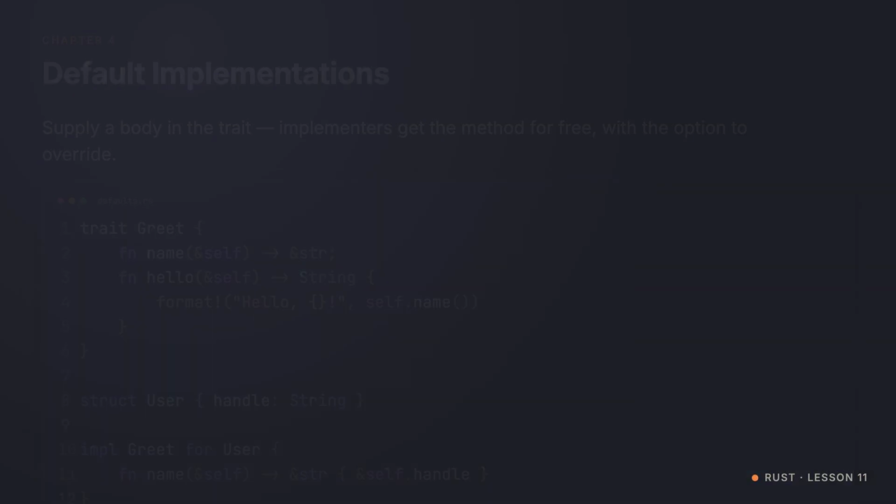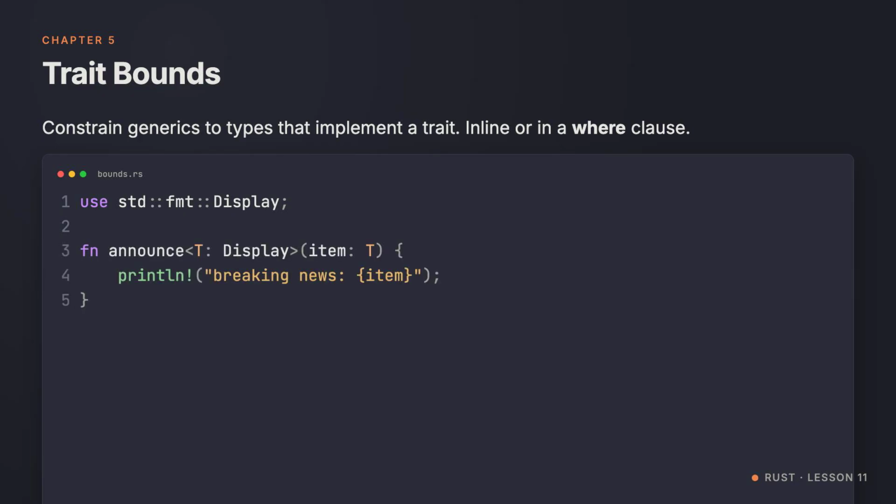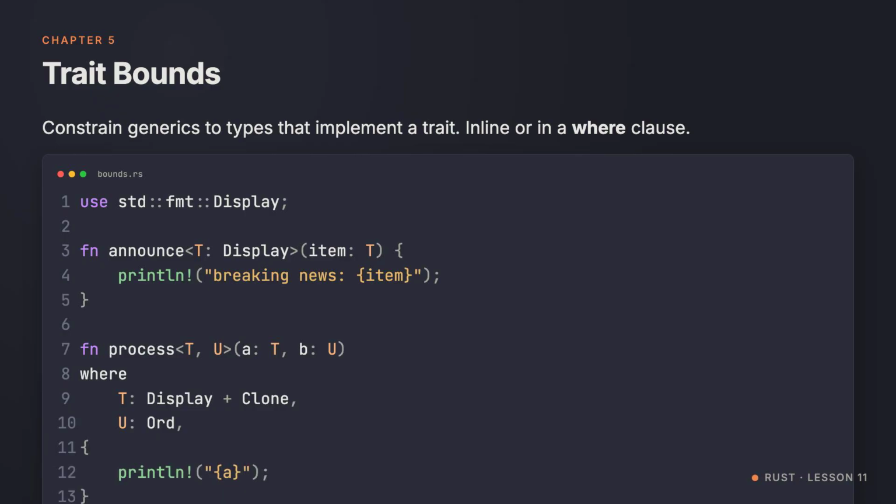When a generic function needs to do something specific with its type parameter, compare it, print it, add it, hash it, you use a trait bound. The bound says, this type parameter T must implement this particular trait. Now the compiler knows what T is capable of, and the function can call the trait's methods on values of type T with confidence.